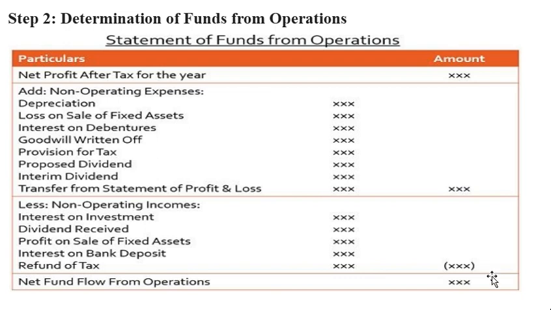From this you have to deduct. You will get the net profit from operation or net fund flow from operation. Okay, so this is how you have to prepare, write and then show the net fund flow from operation. Okay, so this is the second step.